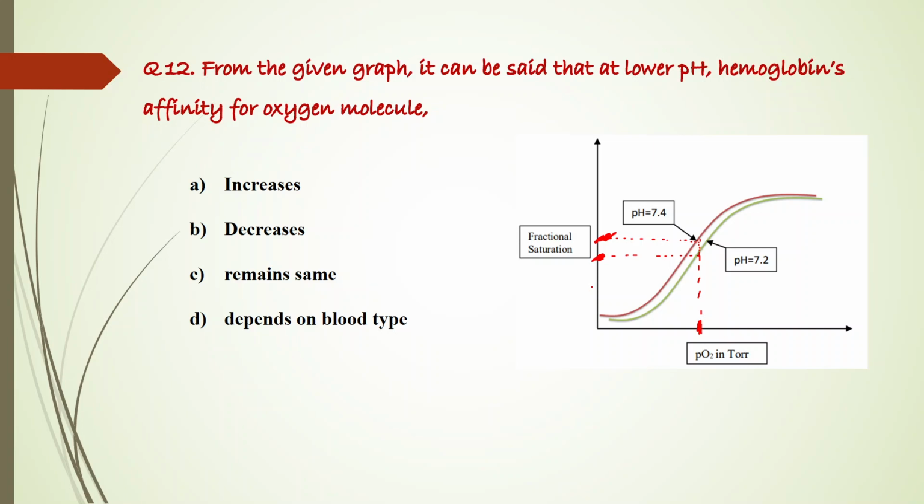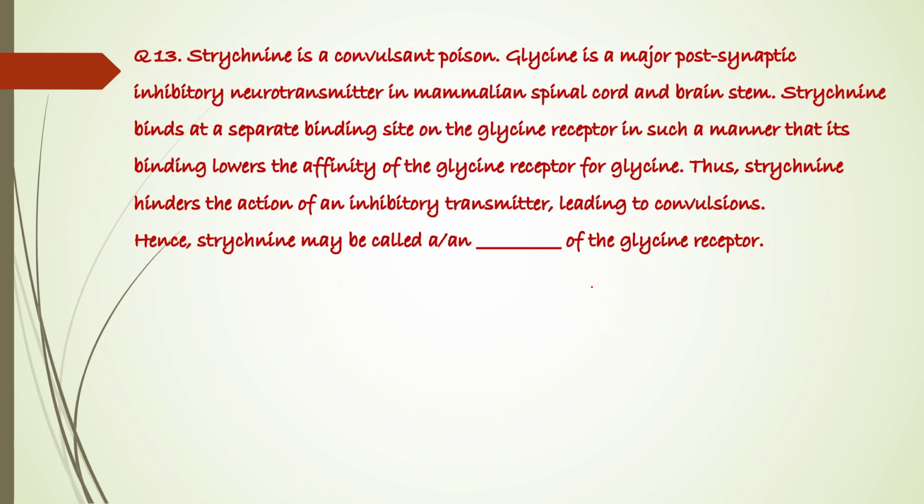Okay, yes, the correct option that you wrote, Akshara, I guess, yes, the correct option then for question number 12 should be option number B. That at lower pH hemoglobin's affinity for oxygen molecules decreases. Fine. Moving to the next one. It is stating strychnine is a convulsant poison. Fine. Then they are saying glycine is a major postsynaptic inhibitory neurotransmitter in the mammalian spinal cord and brainstem.